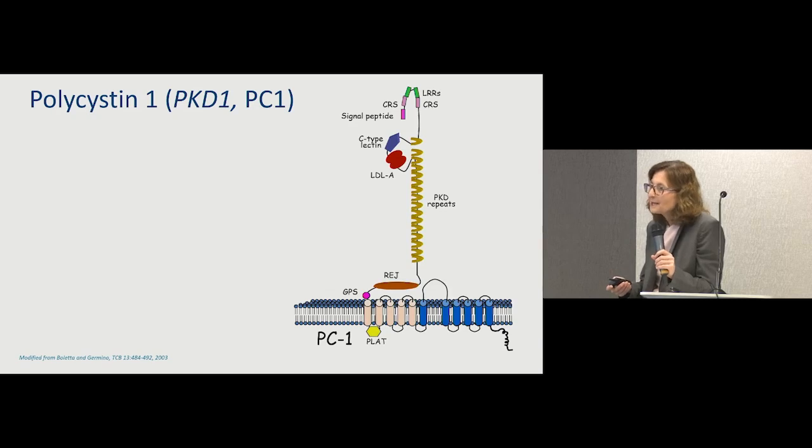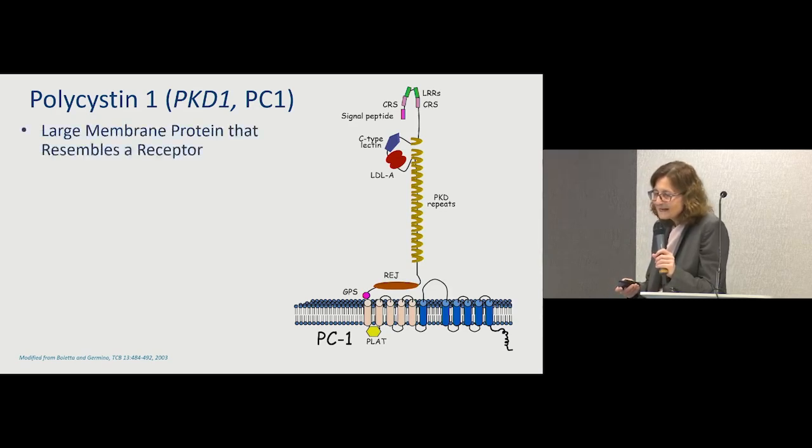Okay, so what about polycystin 1? We're going to get into a little bit of biology here. As you can see, it's a very large membrane protein that resembles a receptor. So it has 11 transmembrane domains.